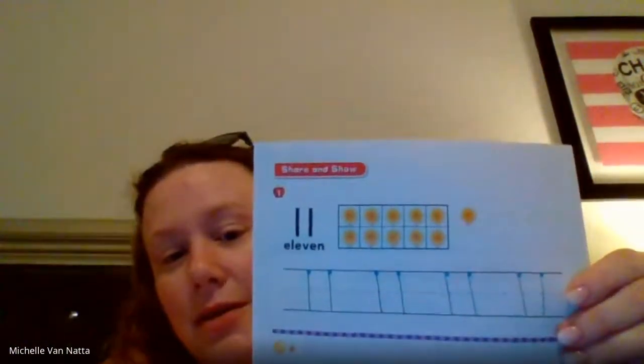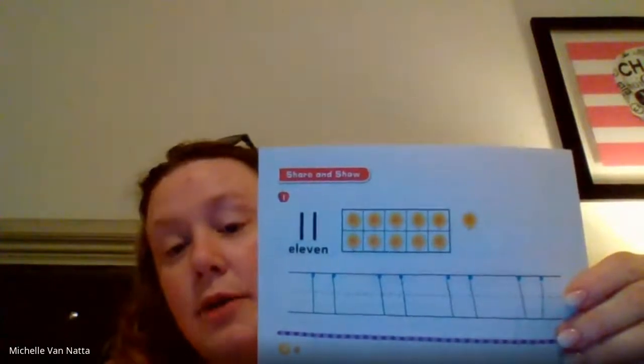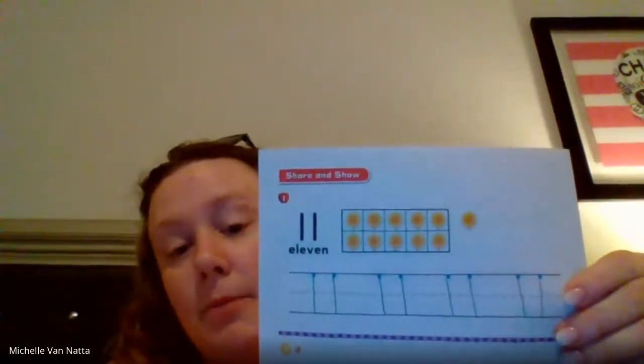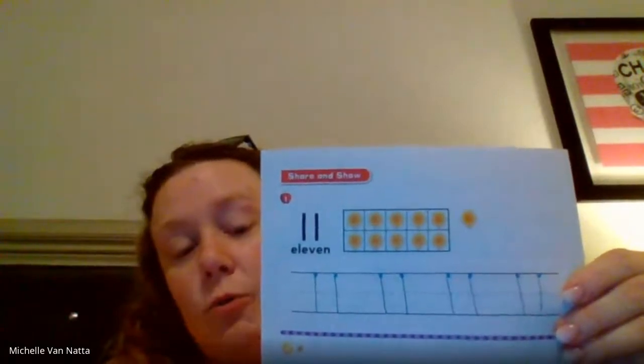Okay, guys, and like I said, if you need to pause this video, you totally can. All right, we are on number 1 on page 206. How many flowers do we have right there? We have 11. 11 flowers. And who remembers how to write the number 11? A 1 and a 1. So go write the number 11 4 times. Make sure you start at the blue dot because that's at the top of the line.